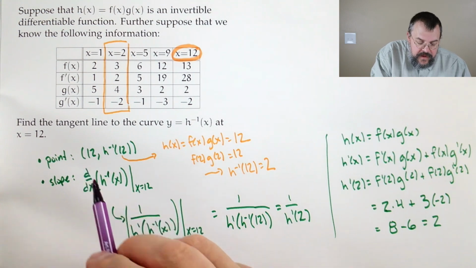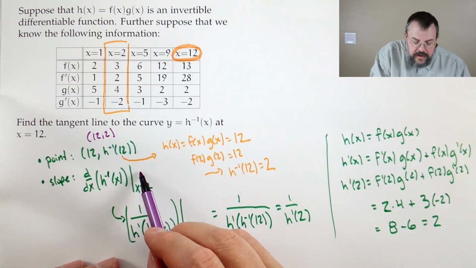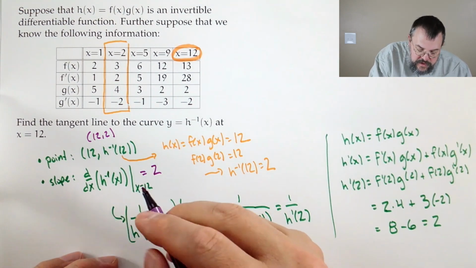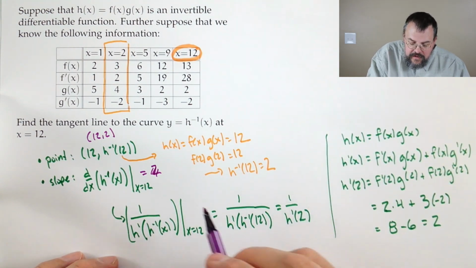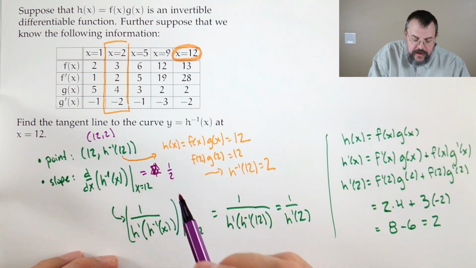So, what's our point? Well, our point is 12, 2. Our slope, we just worked it out as 2. Oh, wait, no. Careful, not 2. See, that's h prime of 2. Our slope is 1 over 2, right? Because it's 1 over h prime of 2. There we go. That's right.